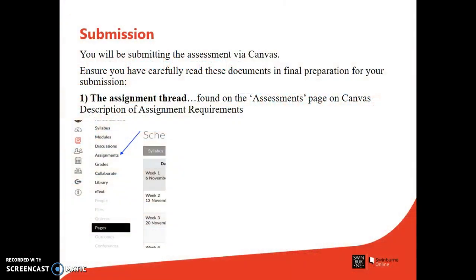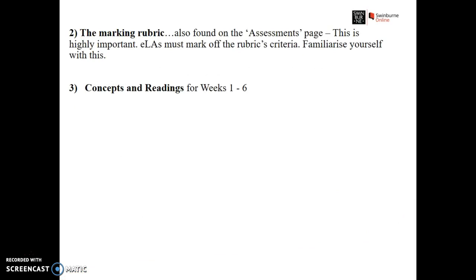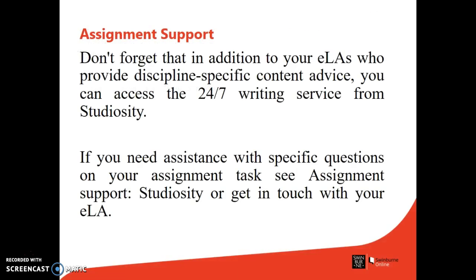And here's our submission information. You'll be submitting the assessment via Canvas. Most of you will now be pros at doing this because you've done your first assessment this way. Ensure you have carefully read these documents in final preparation for your submission. Make sure you have a look at that assignment thread. It's right there. Make sure that you can see it and you use it well. Make sure you've gone through the marking rubric, and this is also on the assessments page, and the concepts and readings for weeks 1 to 6 as well.